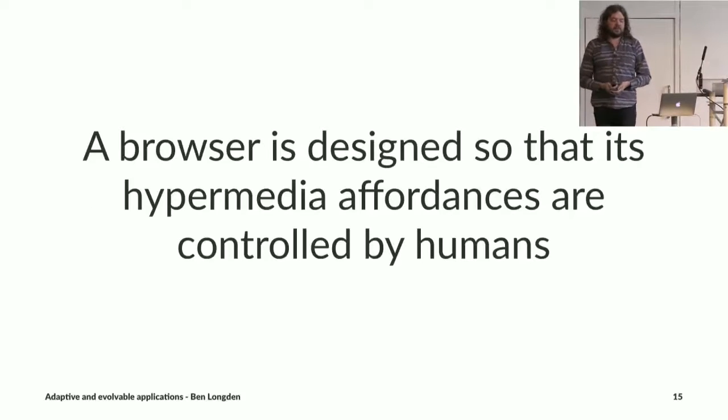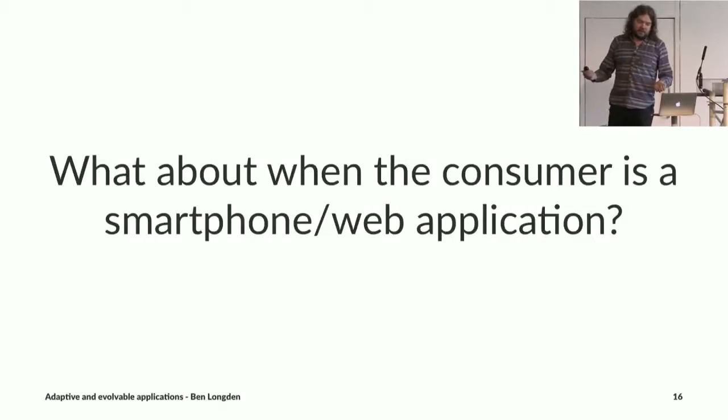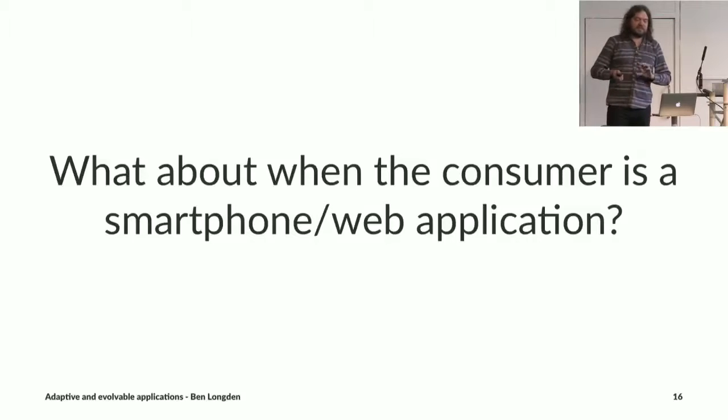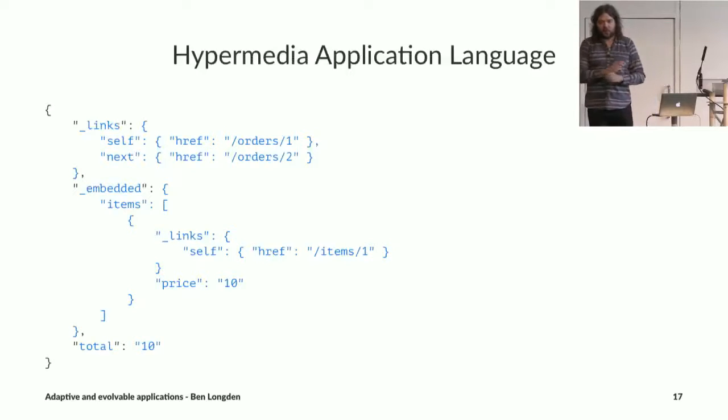A browser is designed so that its hypermedia affordances are completely controlled by humans. So all of these things are just presentational. They're links that you can click to go somewhere else, images that get embedded at a particular location, or a style sheet that gets used to render that particular page. But what happens when the consumer is actually a smartphone, or a web application? It's not directly the human that's interfacing with the API. Well, we could use HTML. You can translate those things into things that machines can read, but it's not really the best fit for purpose.